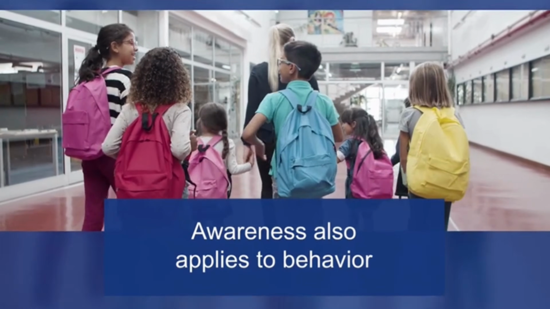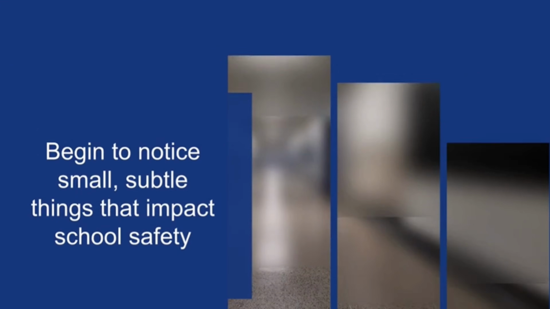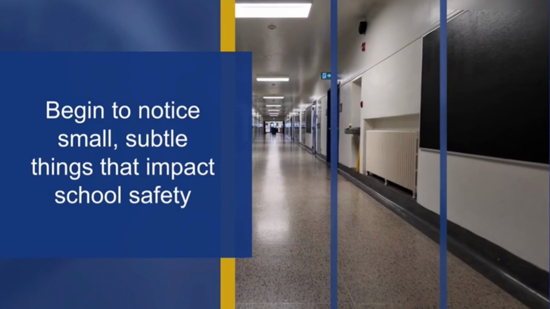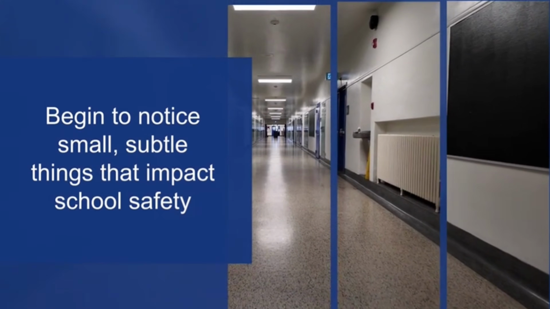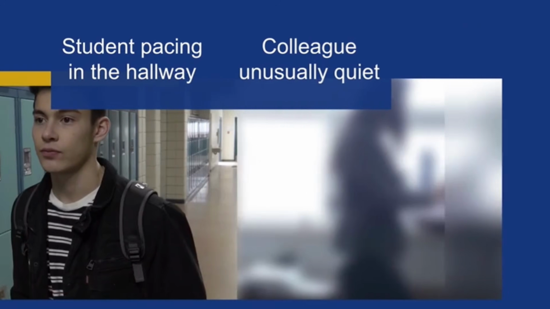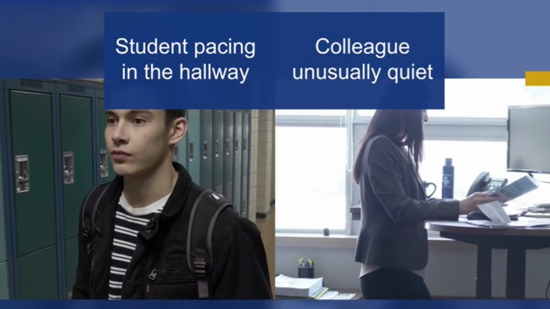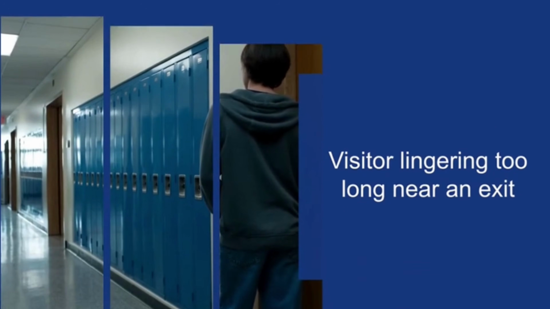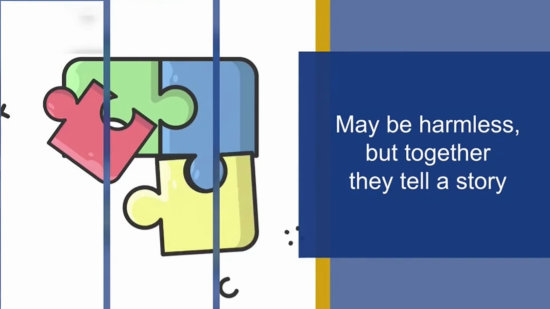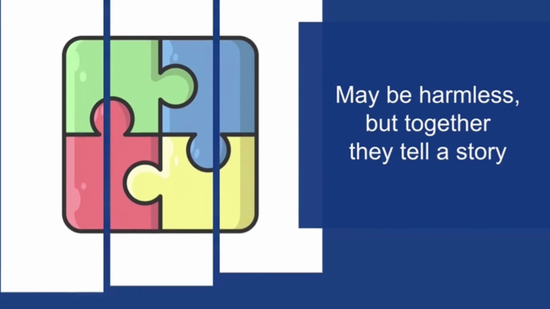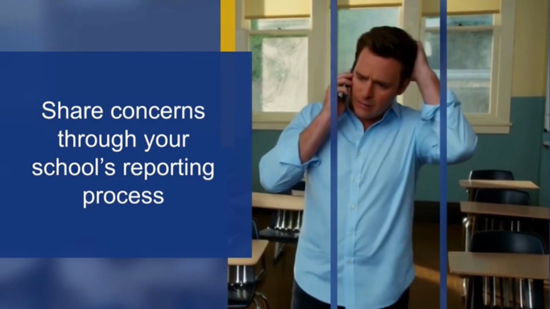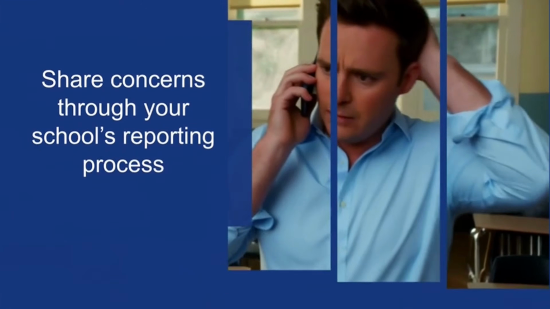Awareness also applies to behavior. When you are aware of your surroundings, you begin to notice small, subtle things that impact school safety. A student pacing in the hallway, a colleague unusually quiet, or a visitor lingering too long near an exit. Each alone may be harmless, but together they tell a story. Your awareness helps you connect those dots and share concerns through your school's reporting process.